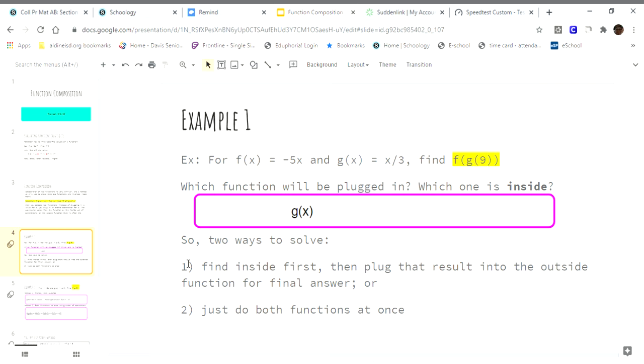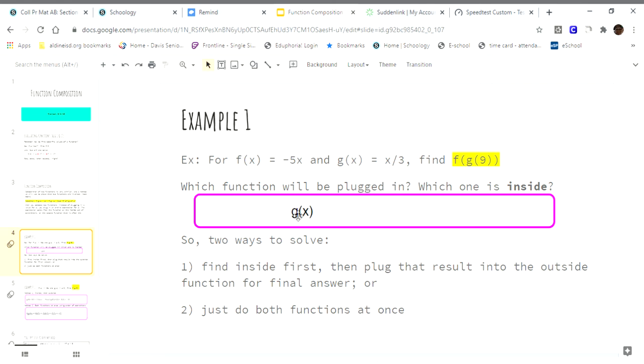Okay? You've got two different methods that you can use for solving. I'm not going to be picky about which way you do it, especially when we're not even face to face. Okay, you use whichever one makes the most sense to you, or whichever one you think is the easiest. So the first method is just find the inside value first, and then you're going to take that result and plug it to the outside function to get your final answer.